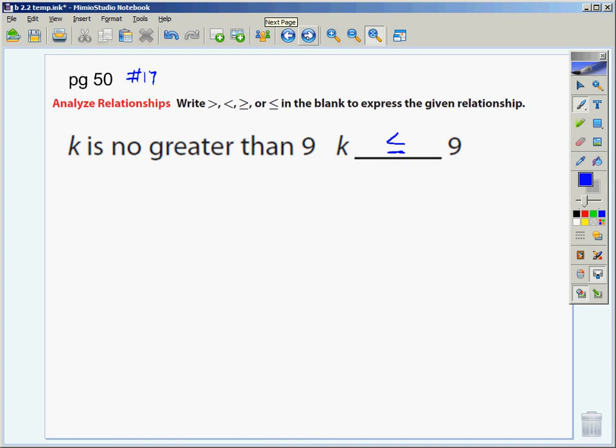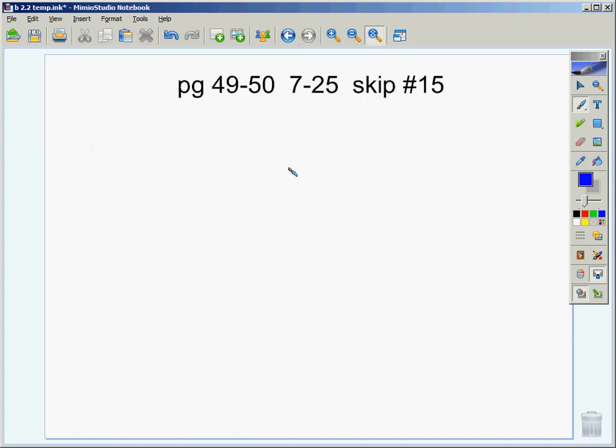Everybody think they're ready? Because that's your assignment. Seven through 25, skip number 15. Because 15, they're asking you to write a situation for that, and we'd have a million different answers. No, you're going to start on page 49, and you're going to start with number what? 7.